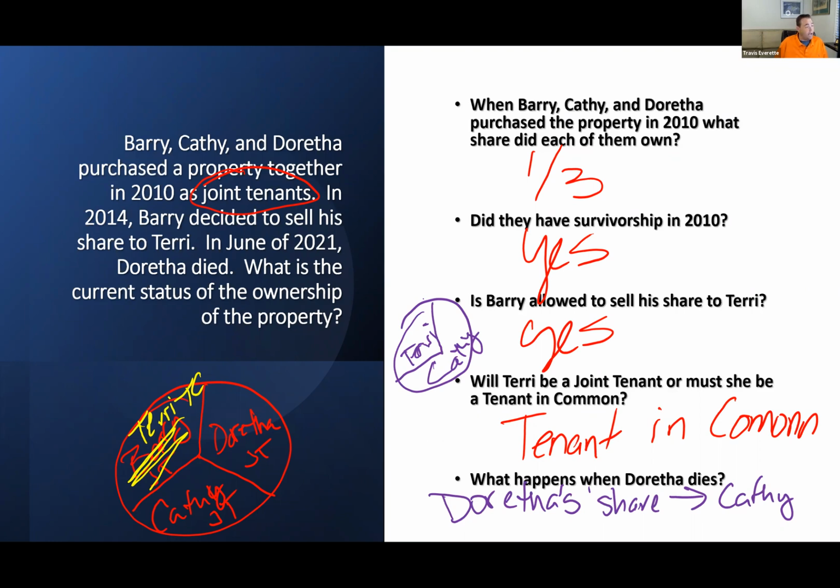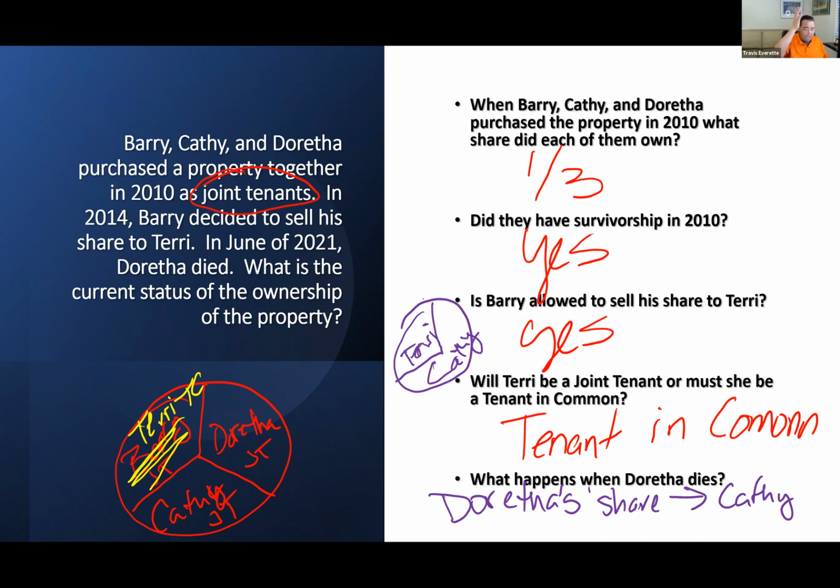If you're a tenant in common, your share always goes where? To the heirs. Tenancy in common does not have survivorship. So if you're a tenant in common, your share always goes to your heirs. Always, always, always. Any tenant in common. So you need to put that in your notes. It's already there on the slides, but you need to put it in a way that makes sense to you.